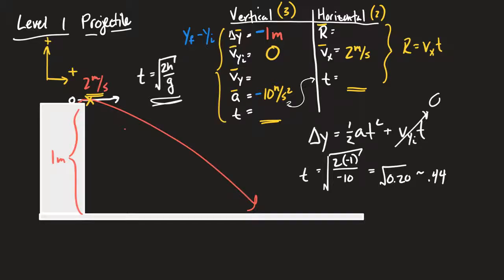Not so hard now. That means this is 0.44 and this is 0.44. The time gets written in both places because it takes the same time to fall to the ground as it does to move sideways.